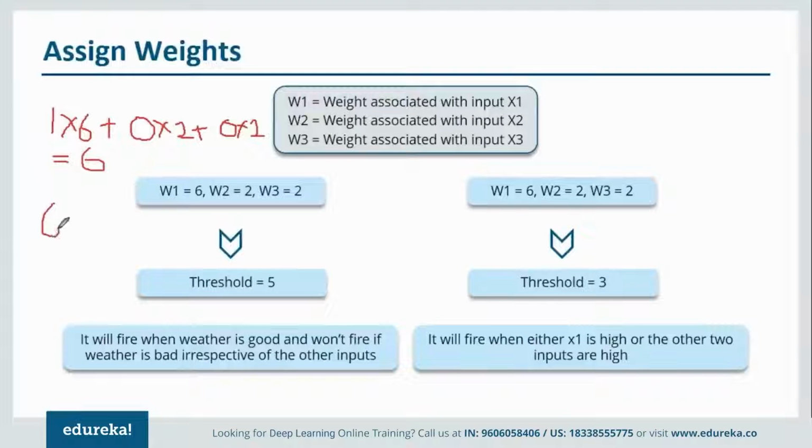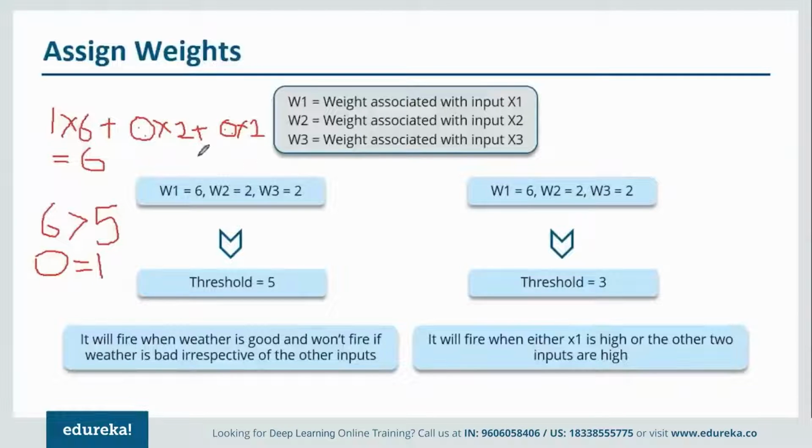So definitely 6 is greater than 5. That means my output will be 1, or you can say my neuron will fire, or I'll actually go to the beer festival. So even if these two inputs are 0 for me, that means my wife is not willing to go with me and there is no public transport available, but weather is good, which has very high weight value and it actually matters a lot to me. So if that is high, it doesn't really matter whether the two inputs are high or not. I will definitely go to the beer festival.